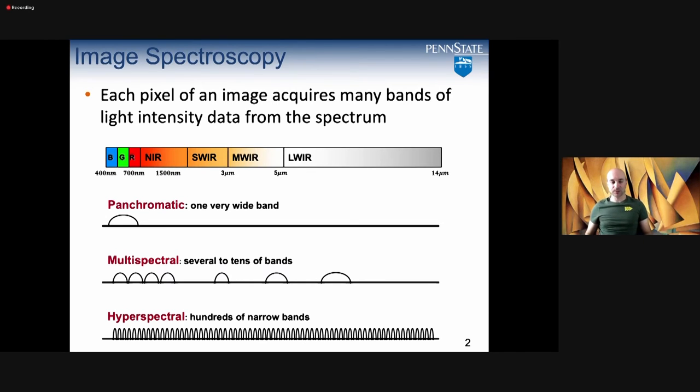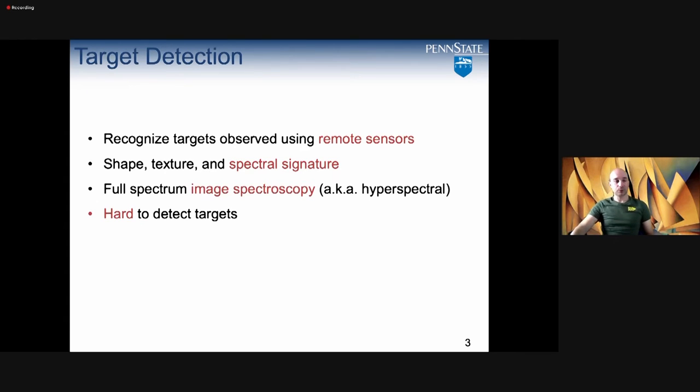The advantage of hyperspectral is that we can have a very precise spectral signature for whatever object we're looking at. The disadvantage is that one, it's harder to build the instrument, and second, because the bands are so narrow, the atmospheric correction becomes really paramount. In target detection, what we're trying to do is to recognize some targets observed using remote sensors. We do that using shape and texture, but also the spectral signature.